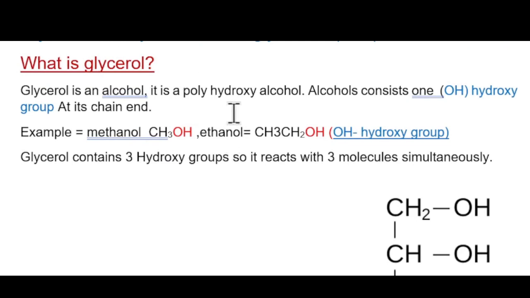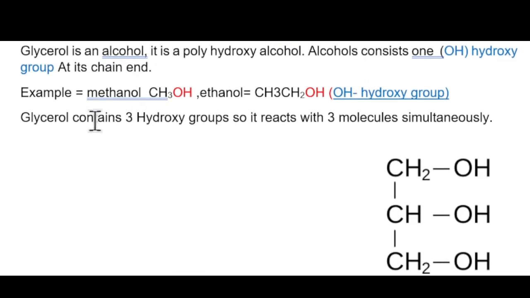Alcohols contain, at their chain end, one hydroxy group, OH. This OH is called a hydroxy group. The remaining part is the hydrocarbon chain. An alcohol which contains only one OH group is known as a monoalcohol. For example, methanol contains only one OH group at its hydrocarbon chain end, CH3OH.